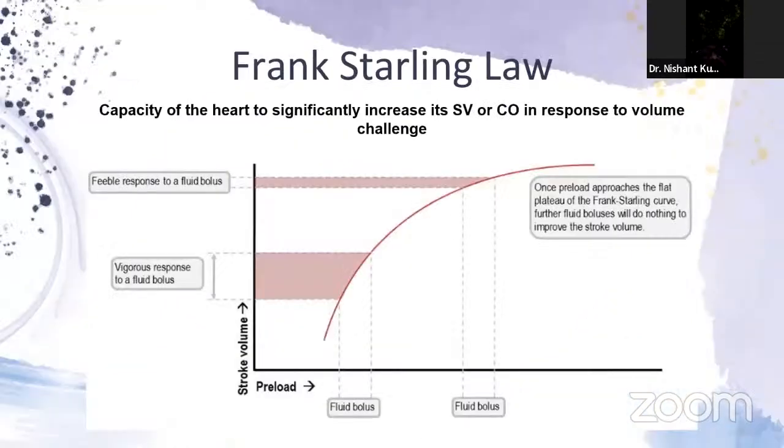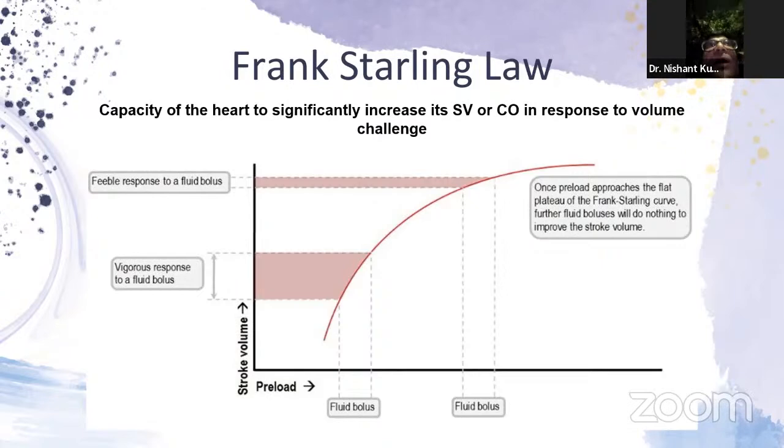So when we talk of the heart, we all have heard about the Frank-Starling law. That is the capacity of the heart to significantly increase its stroke volume or cardiac output in response to volume challenge. That means that the more volume that you give, the more the heart will contract and there will be more forward flow. But that works under a physiological limit. That means that if the heart dilates or if it is too much fluid that you have given, the heart will fail.